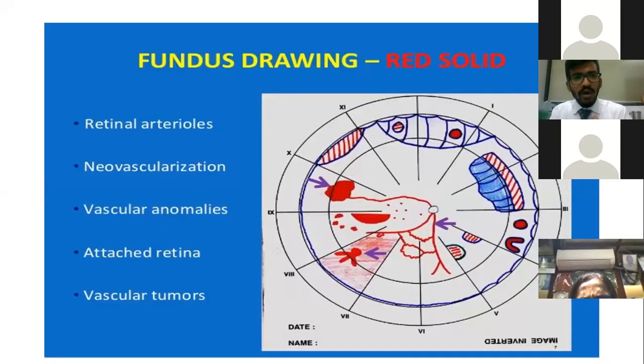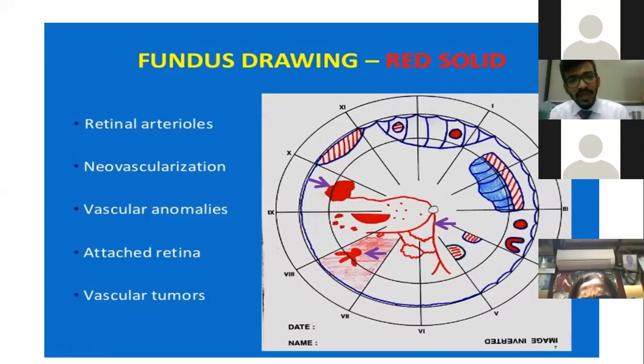So I'll now come to the drawings. A red solid, if you see, is a retinal arteriole. In the center you draw the optic disc, just nasal to the center, and the macula should be drawn with a small red dot. Then you draw the arterioles with red. This is the basic fundus which you'll draw for every patient. Then depending upon findings, if you see an NV, you draw with red. If you see any vascular abnormality, or attached retina in an RD patient, you draw with red.